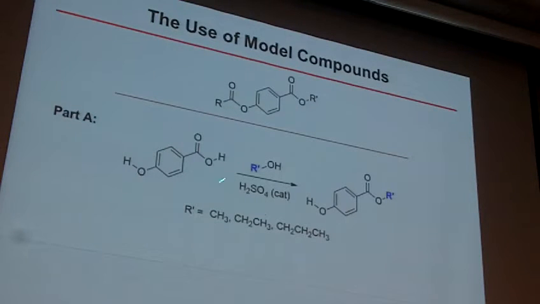Ultimately, we'll take these hydroxybenzoic acids. Everybody's going to start with the same hydroxybenzoic acid, and we'll split you into groups. A third of you will use methanol, so this R prime here is the methyl group. A third will use ethanol, and a third will use propanol to make 3 different esters like this. That'll be what we do this week. We'll purify those, identify them, and make sure that you've got what you want.